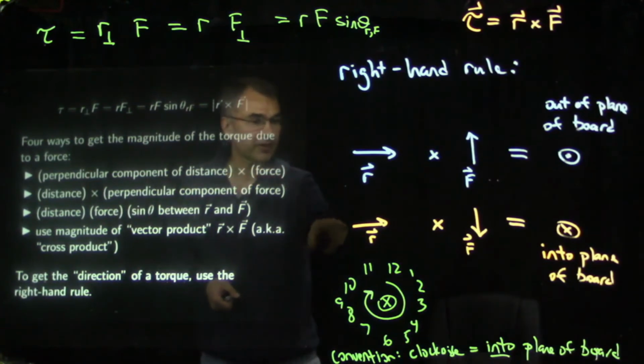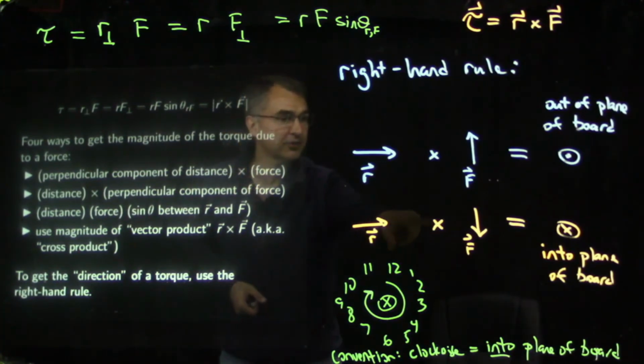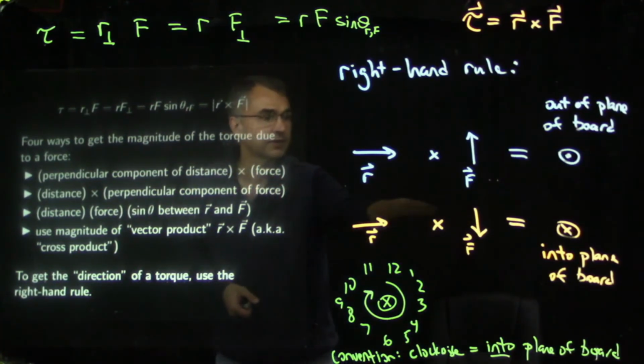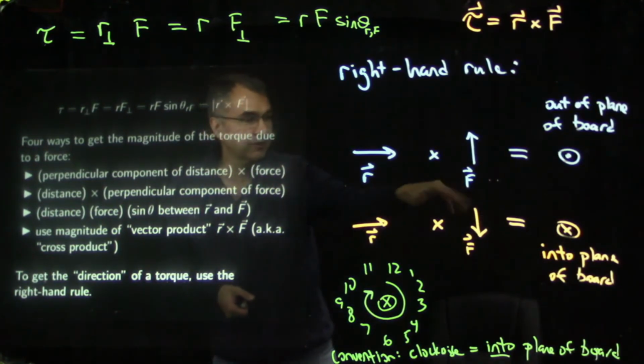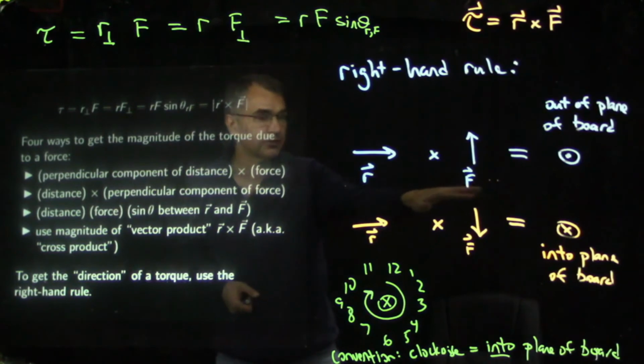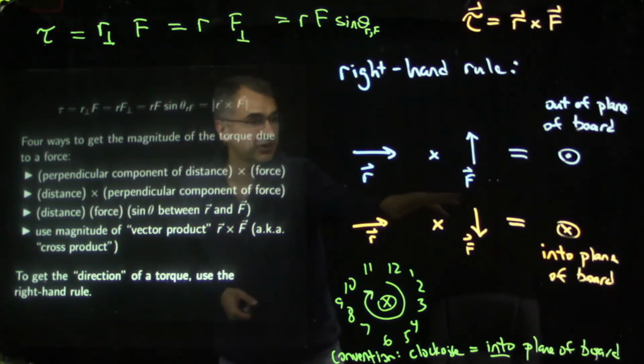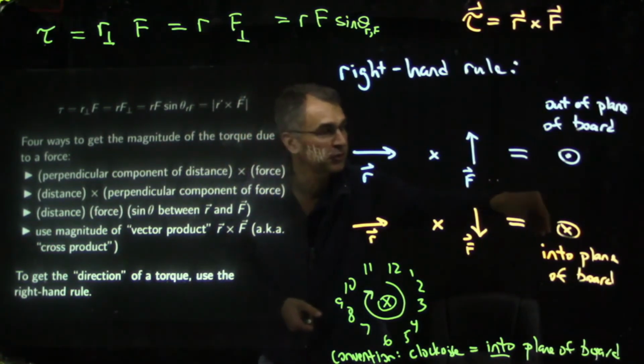By contrast, if I take a vector that points to the right and I do the cross product with something that points down, then my thumb points into the plane of the board. This is using my right hand, although it looks like a left hand to you. So this is R cross F, and it points into the plane of the board.